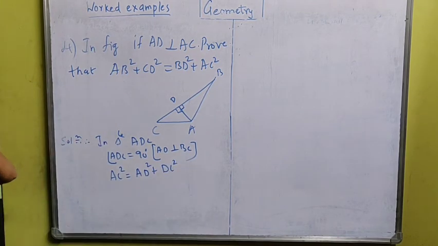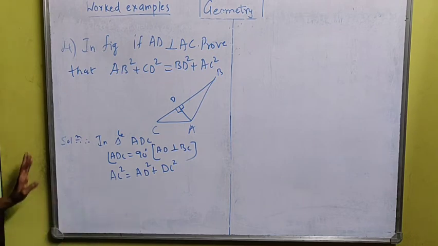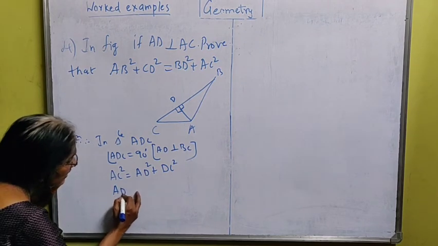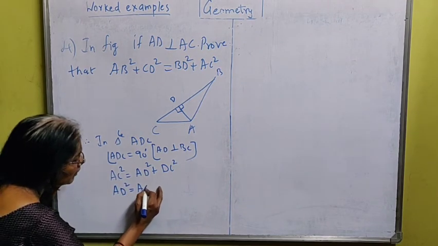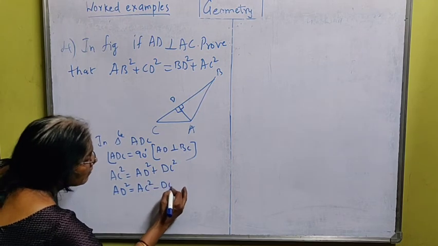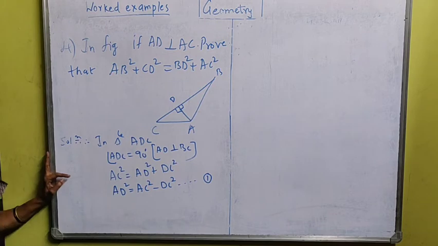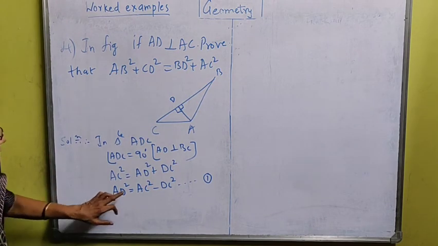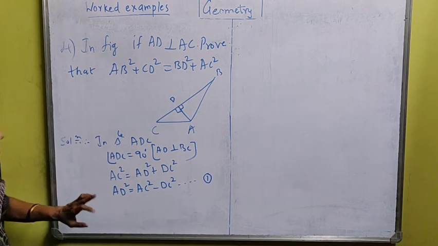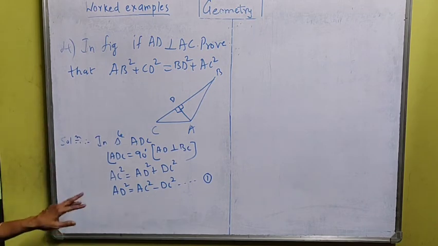That means AD square is equal to AC square minus DC square. Let this be equation number 1. So what you got is AD square is equal to AC square minus DC square. Now we will take the second triangle. Which is the second triangle?